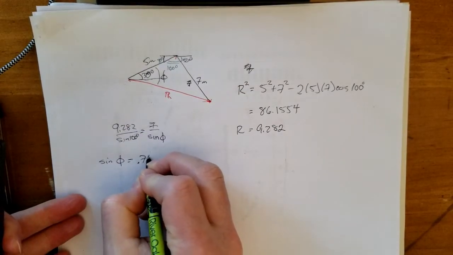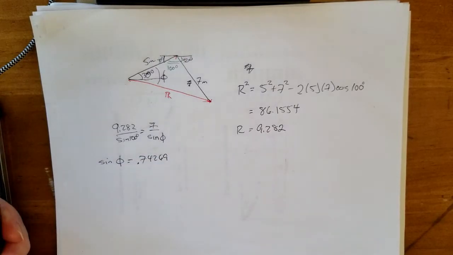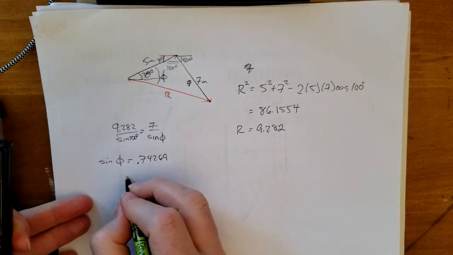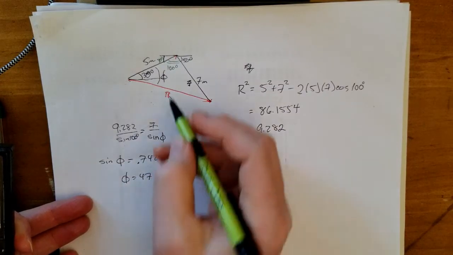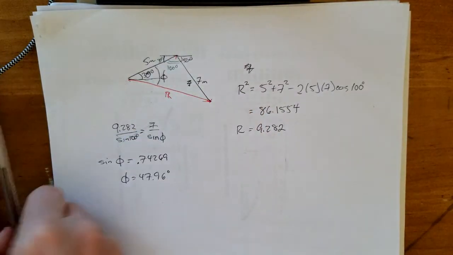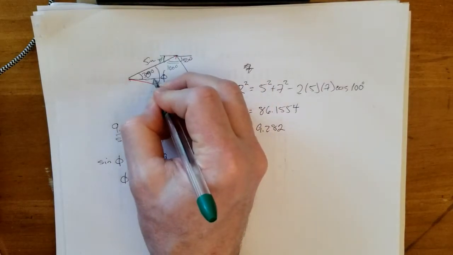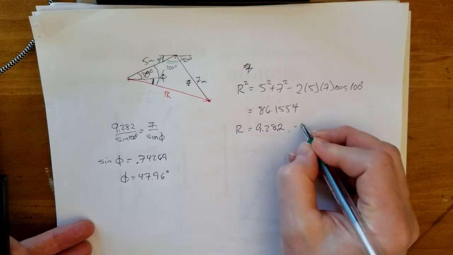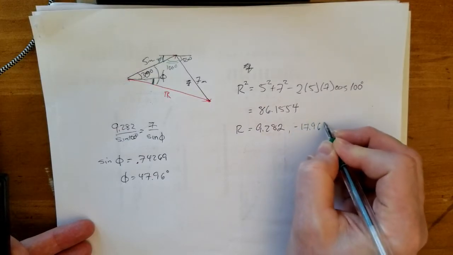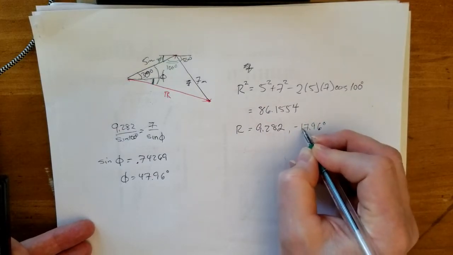So this is 0.74269, and then arc sine. So phi is 47.96 degrees. That's the whole angle right there. And so this small little sliver right here, that whole angle minus 30. And so we end up with an angle of negative 17.96 degrees. And that is what we had before.